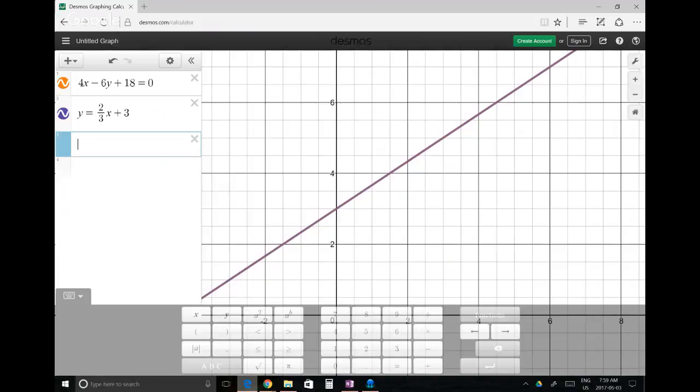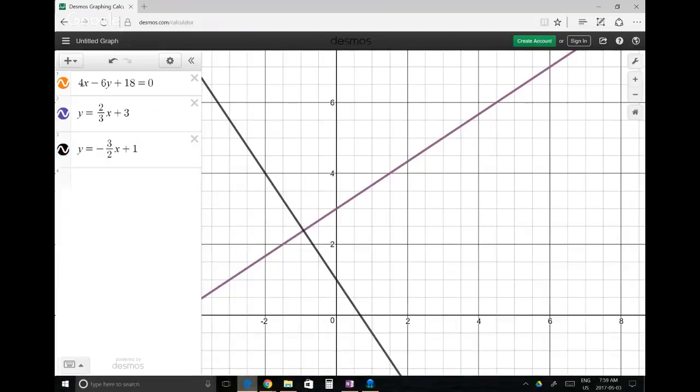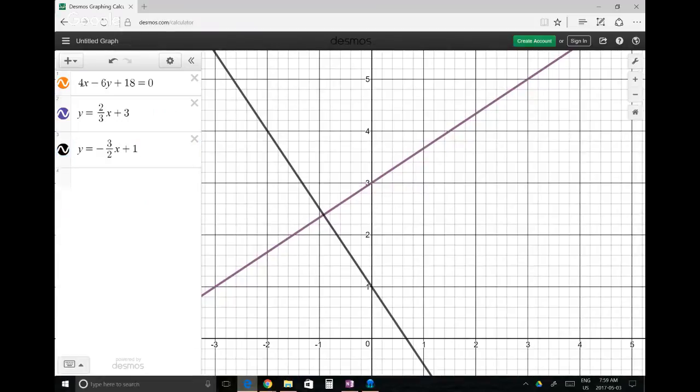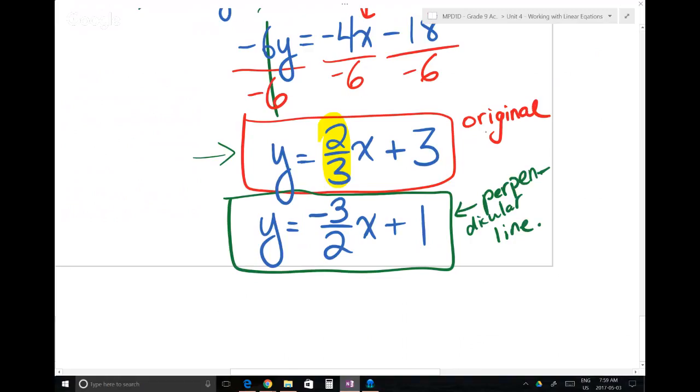But my new line, my perpendicular one, was y equals negative 3 over 2. So I flipped that fraction and then made it negative x. And I said plus 1, I believe, and there it is. And if you look, those lines are perpendicular. We get a 90-degree angle going between them right here. So that is the topic of today's lesson.